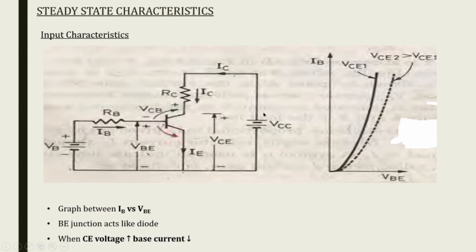So here, input characteristics means what? It will be a graph between the input current, that is IB, the base current, and the base emitter voltage VBE. That is, for input characteristics, the graph will be between the input current IB and the base emitter voltage VBE. Okay. And also this base emitter junction resembles a normal PN junction diode. So the input curve will be the same as that of a normal PN junction diode. So here you can see IB versus VBE.